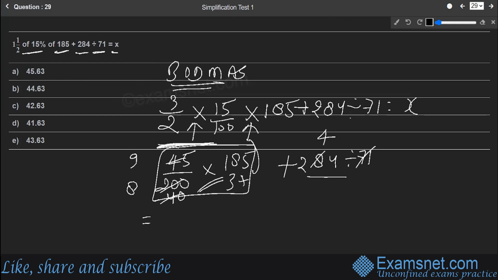Okay, if you solve this further, this is coming exactly 41.63, and then you have a plus 4 on that side, which is simply equal to 45.63. Let's see where it is available. It is available in option number A. So that becomes the right answer for us.